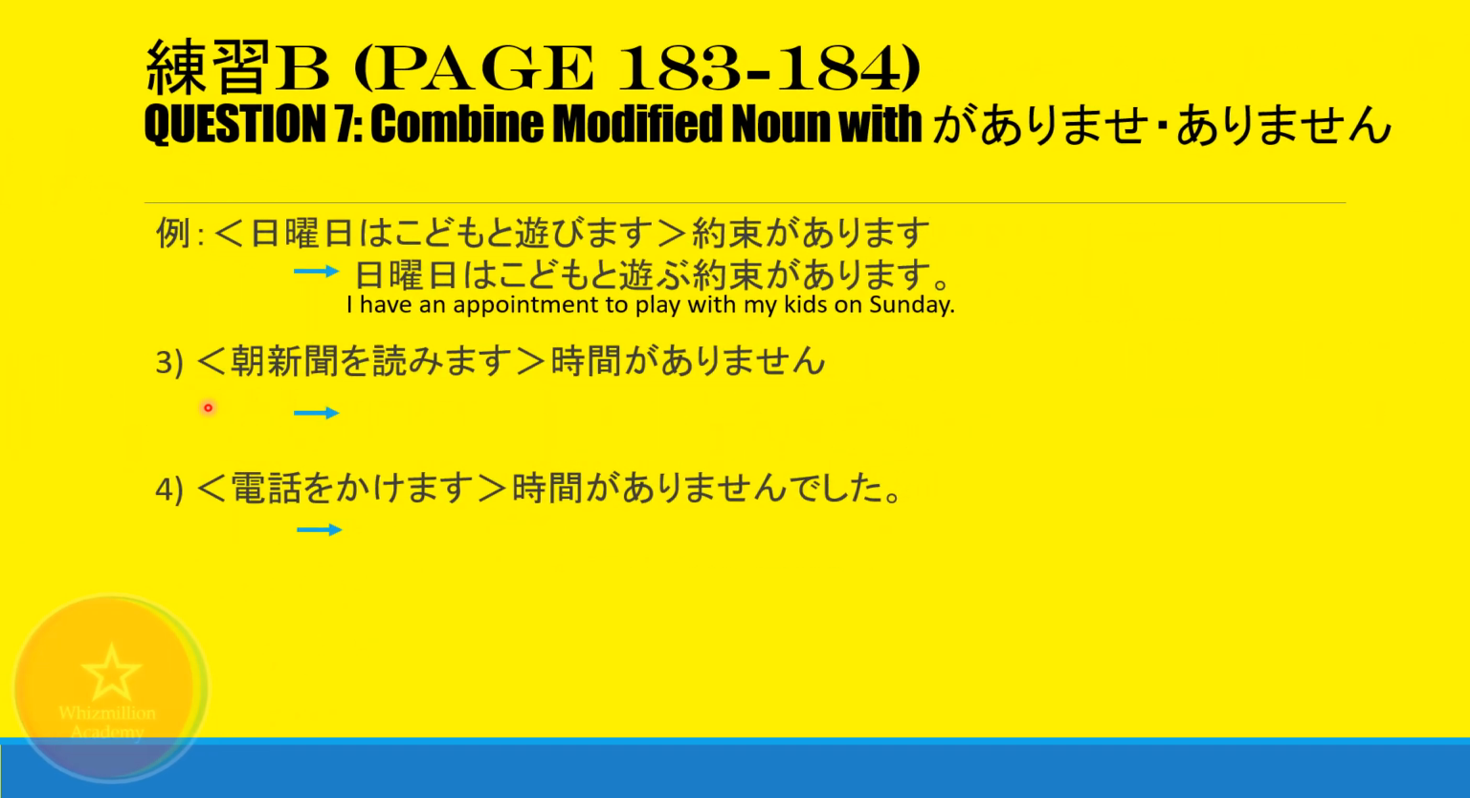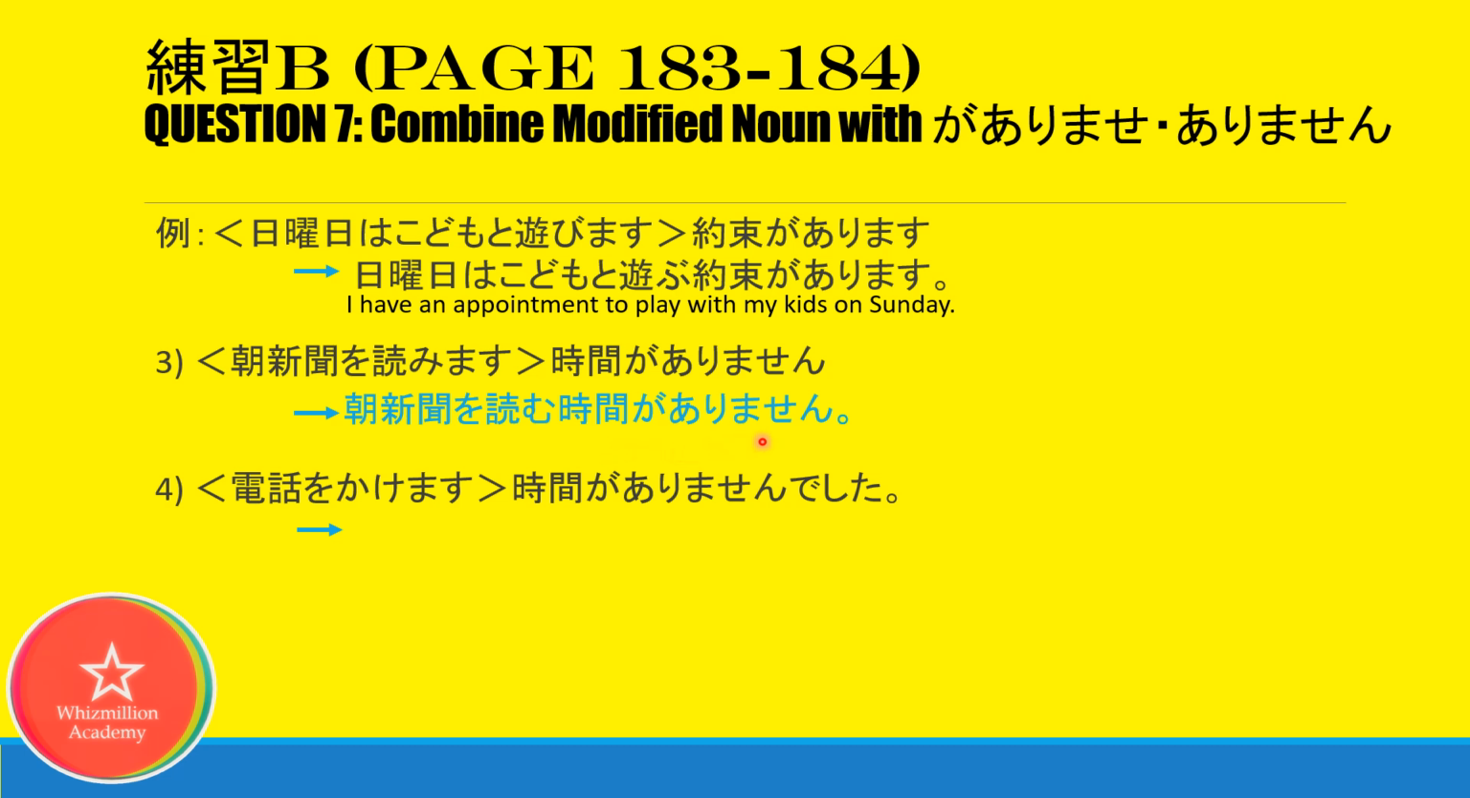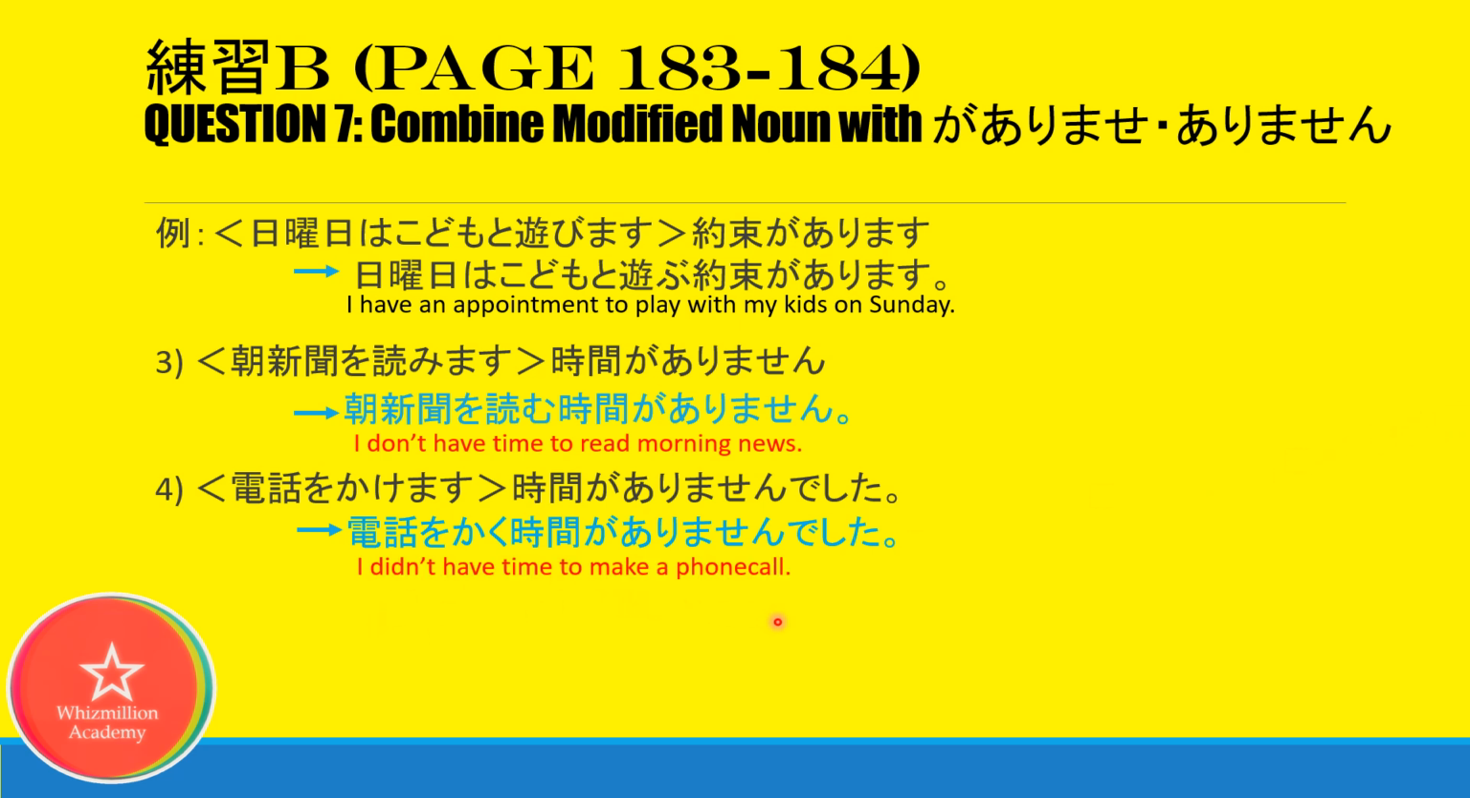Question number 3. 朝新聞を読みます。時間がありません。Over here, the noun is 時間. I don't have time. And then after that, I combine it with the first sentence. It becomes 朝新聞を読む時間がありません。I don't have time to read morning news. Question number 4. 電話をかけます。時間がありませんでした。電話をかける時間がありませんでした。I didn't have time to make a phone call.